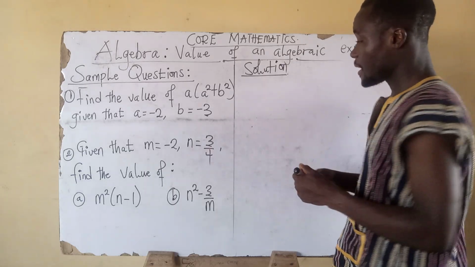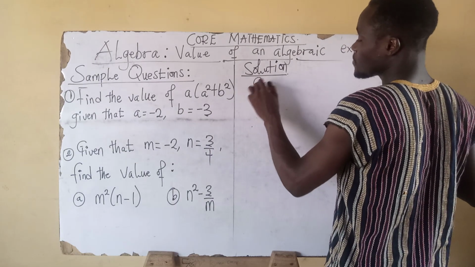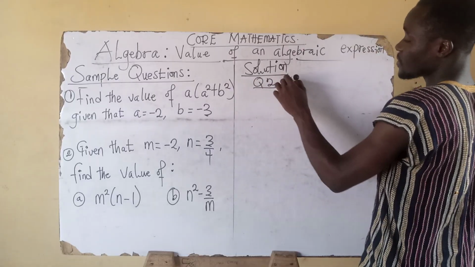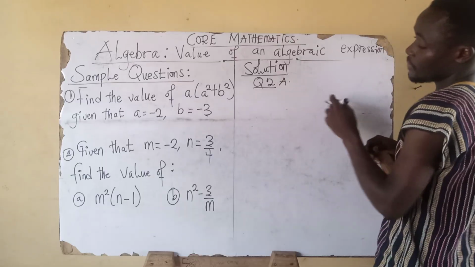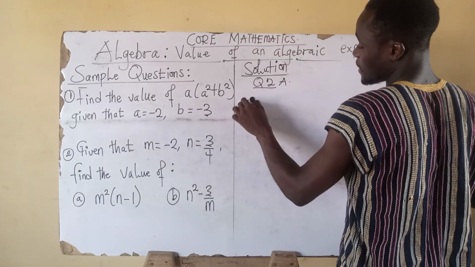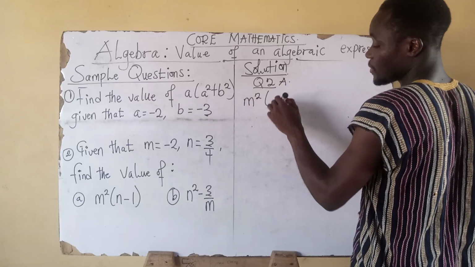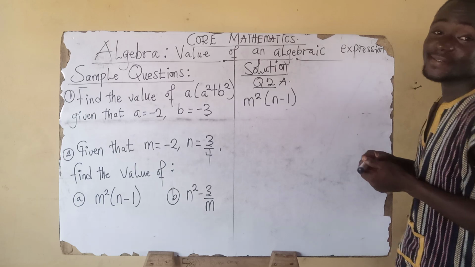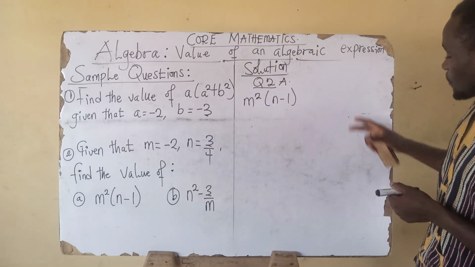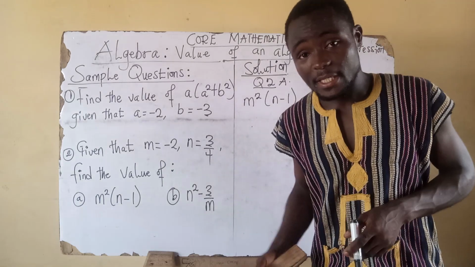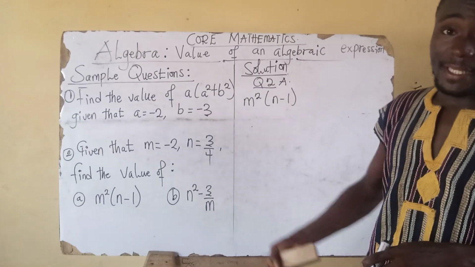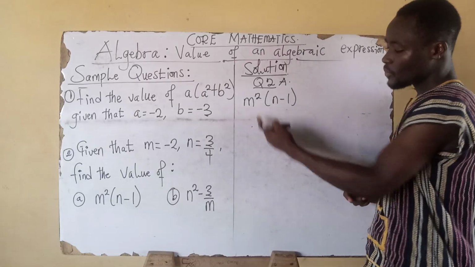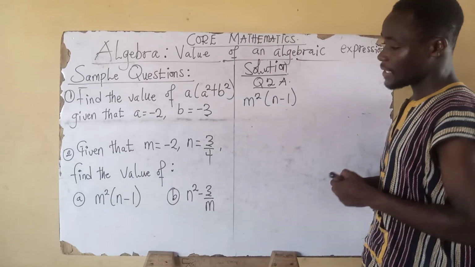Right, so let's start with the A part. That is question 2A. It says m squared bracket open n minus 1. This is what we are having. Are you following? Very good. So this one also has an alternative way of solving it. But let's go through the first approach, and after that we look at the other way of solving it. M squared. So let's substitute the values straightforward, then move on with the line.